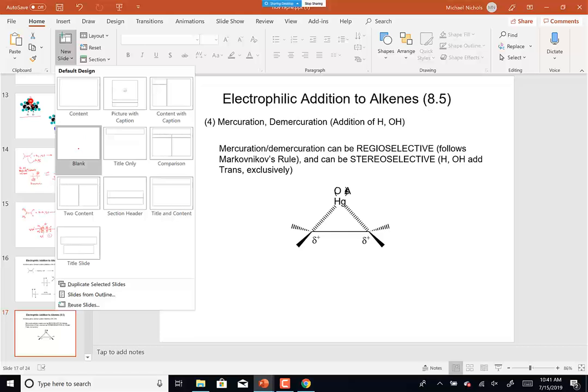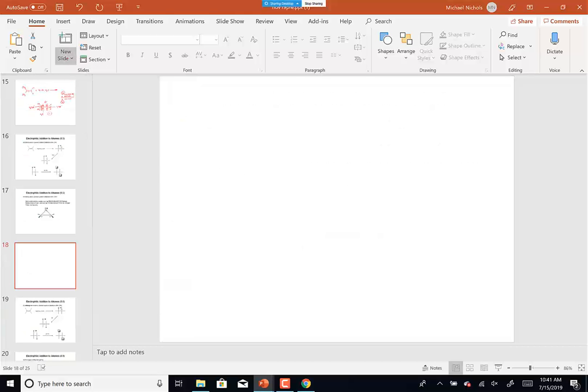Because I'm just going to write it out by hand. Okay. So, here's what I'm going to do. I'm going to take my double bond, and I'm going to react it in a two-step reaction that's going to end up adding H and OH.